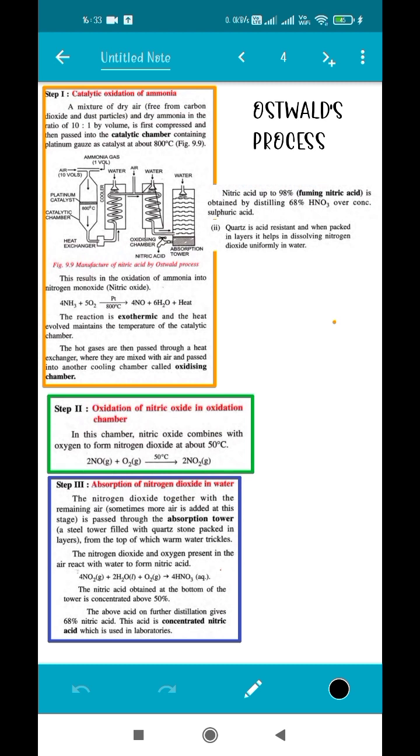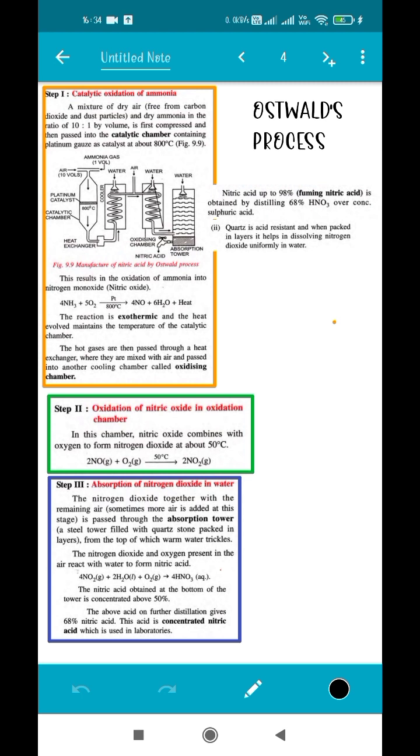Now whatever is formed, this is passed to the next chamber where oxidation of nitric oxide will happen. This nitrogen monoxide will get oxidized. So NO is treated with oxygen at a temperature of 50 degrees Celsius to form nitrogen dioxide. This temperature is essential. After this, what happens? This nitrogen dioxide will be mixed with water in the presence of oxygen and we will get nitric acid.